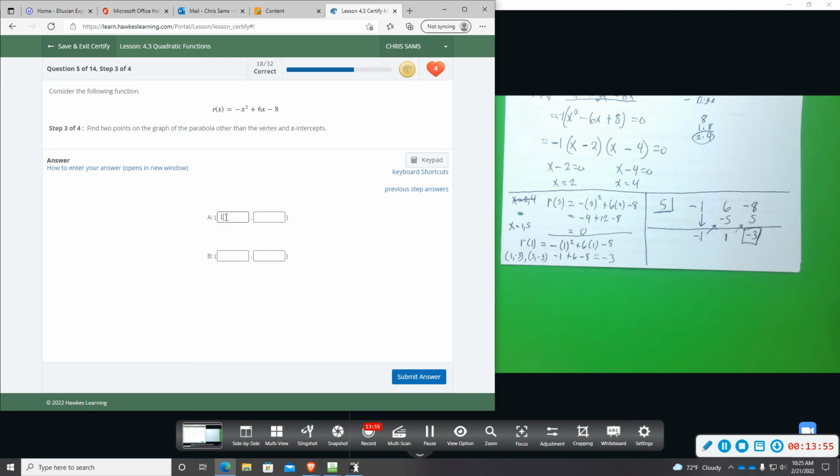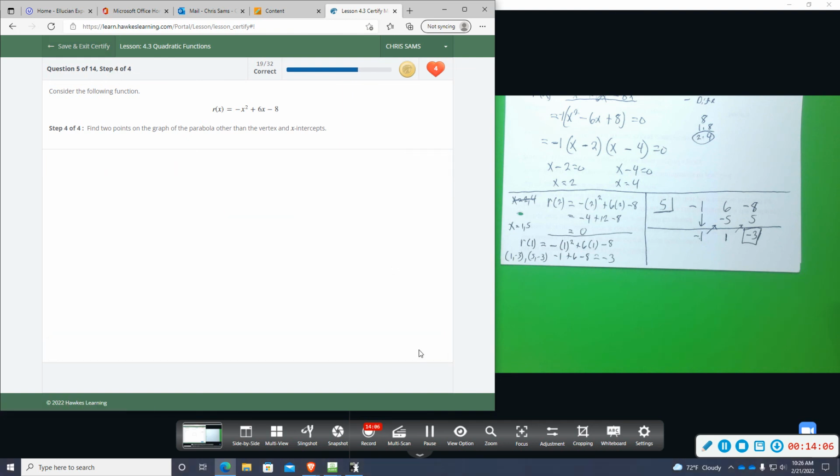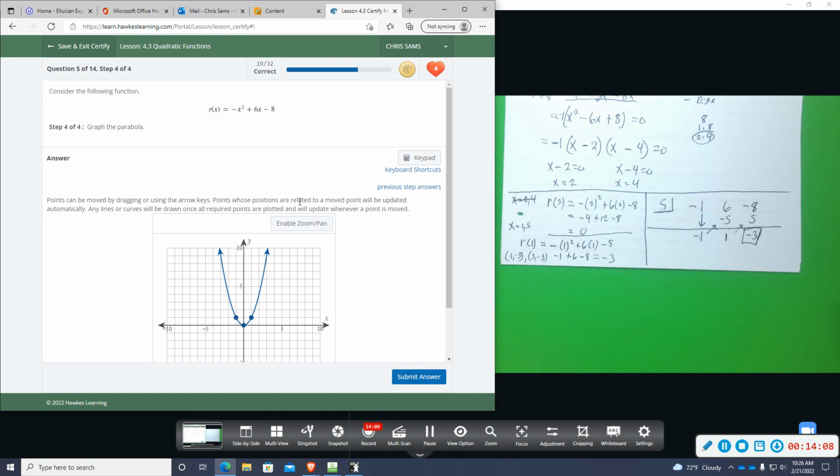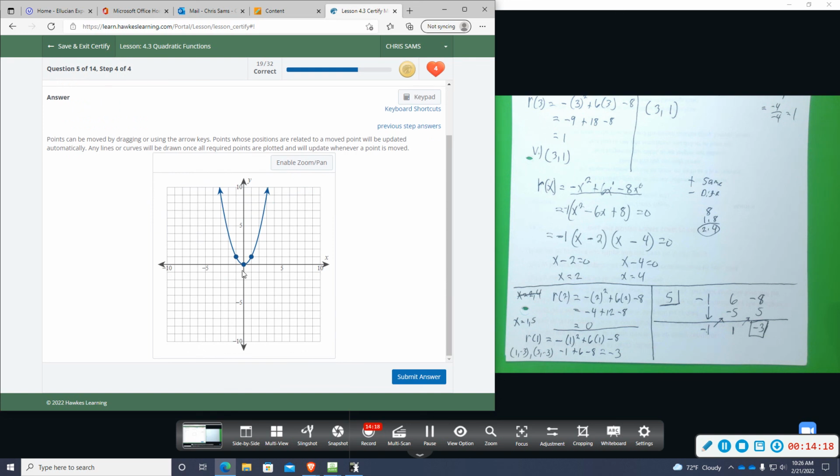So 1, negative 3, and 5, negative 3. There we go. Alrighty. And lastly, we're going to graph it. So our vertex was 3, 1. So we're going to go right 3 and up 1.